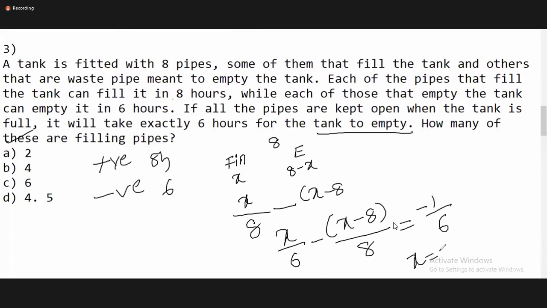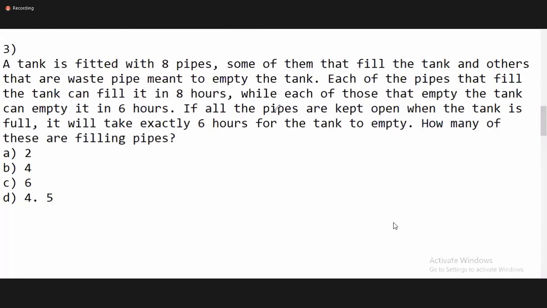Because filling pipes only we need, right? Anybody solved this equation? You will get x value as 4. Guys, tell me, I don't want to get into this equation. I am going to solve the question in a pure logical way.